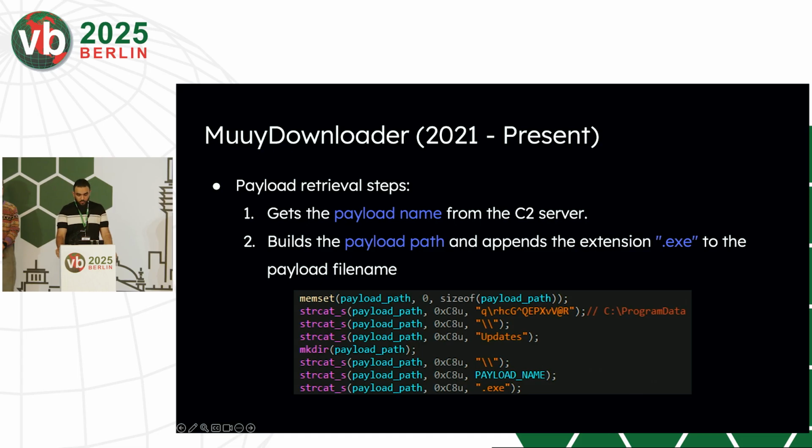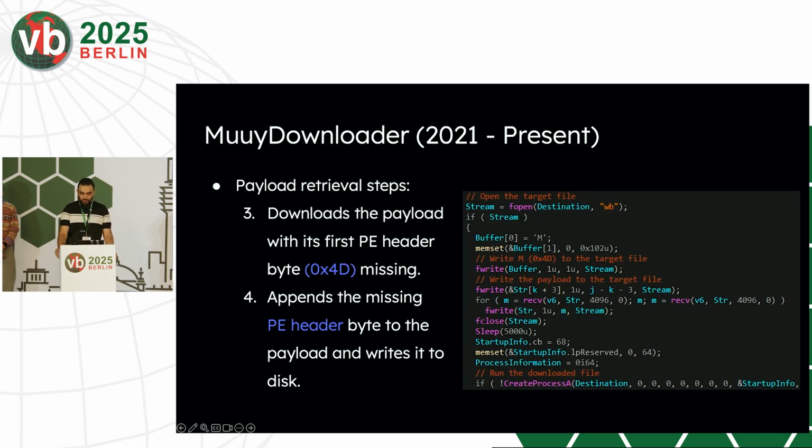What makes MUI Downloader unique, and that's actually what helped us to identify a recent variant of it in 2025, is their implementation of the payload retrieval. It starts by getting the payload name from the C2 server, then it builds the payload path and appends the extension .exe to the payload file name. Next, it downloads the payload, but the payload is actually missing the first PE header byte, which is the 4D byte. That's likely to evade network detection. And then that missing byte is appended to the payload bytes before writing it to disk and then executing it.